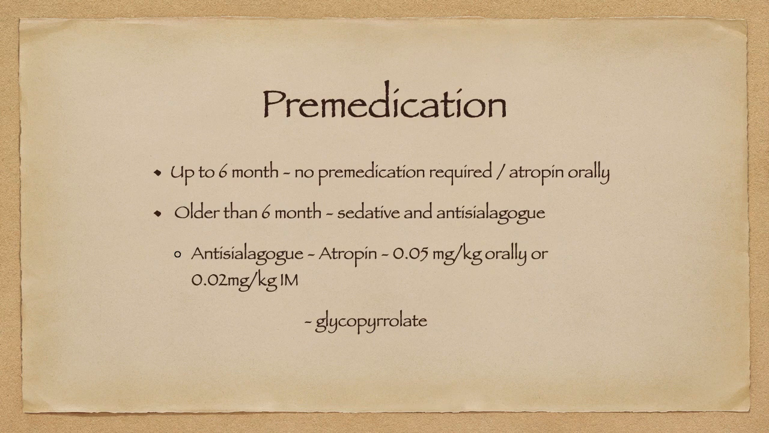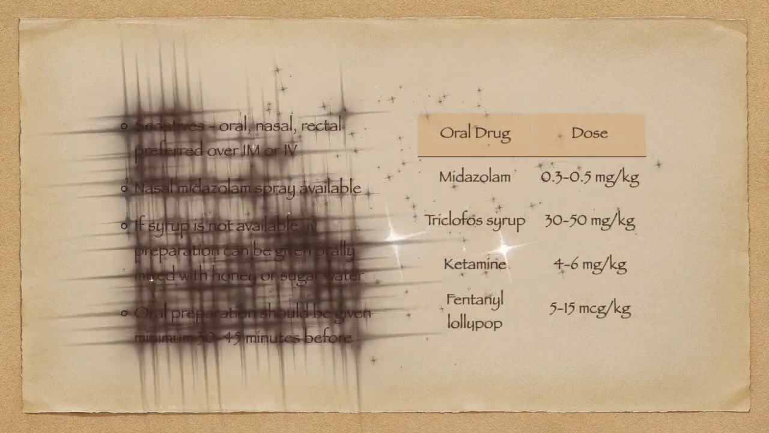So we'll come to pre-medication. Up to 6 months, no pre-medication is required, or you can give oral atropine so that secretions are reduced. Older than 6 months, you have to give sedatives and anti-sialagogues. For the anti-sialagogue you can give atropine 0.05 mg per kg orally or 0.02 mg per kg intramuscular. You can also give glycopyrrolate.